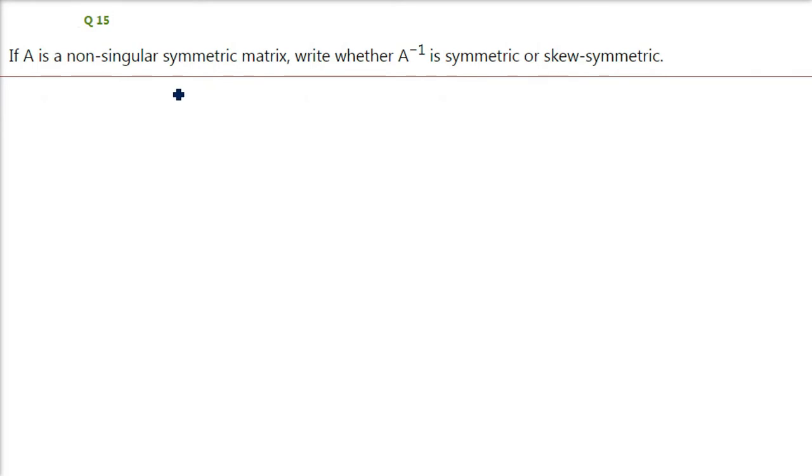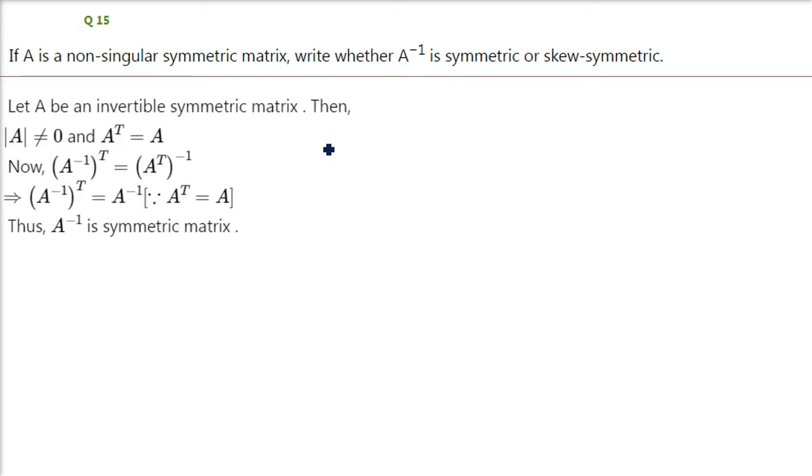If A is a non-singular symmetric matrix, write whether A inverse is symmetric or skew symmetric. Okay, we have already seen a question like this. Again, let us revisit this. Now, A is invertible only when the determinant of A is not equal to 0. So, A inverse only exists when the determinant of A is not equal to 0. Okay, and this question is saying that A is a non-singular symmetric matrix.